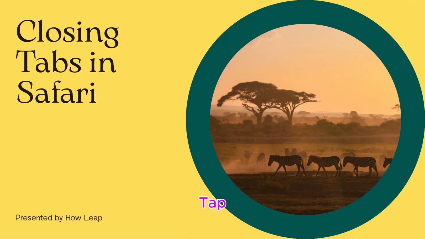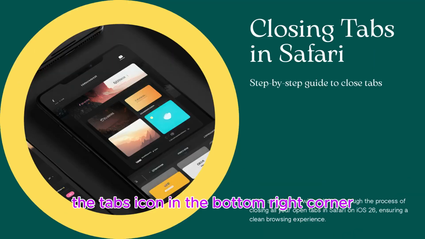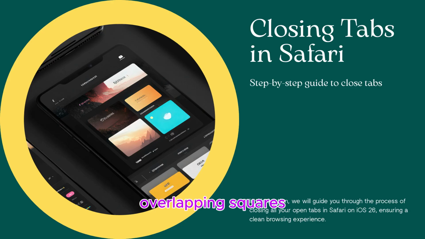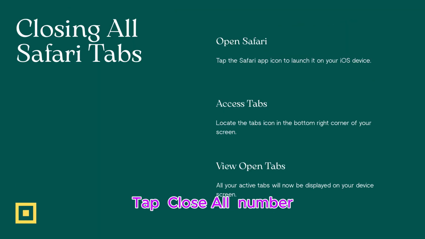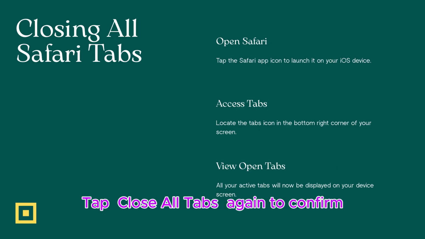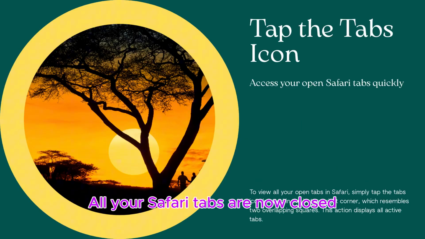Open the Safari app, tap the tabs icon in the bottom right corner, which looks like two overlapping squares. This shows all your open tabs. Press and hold the Done button in the bottom right corner. A menu will pop up. Tap Close all number tabs. A confirmation message will appear. Tap Close all tabs again to confirm. All your Safari tabs are now closed.